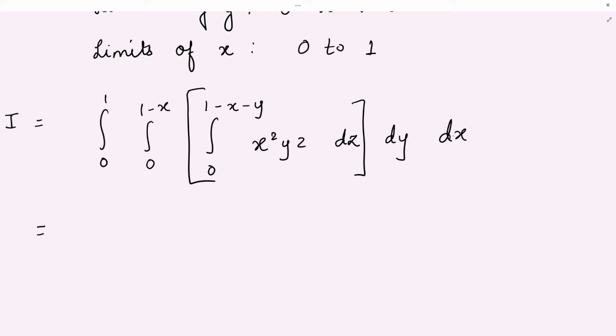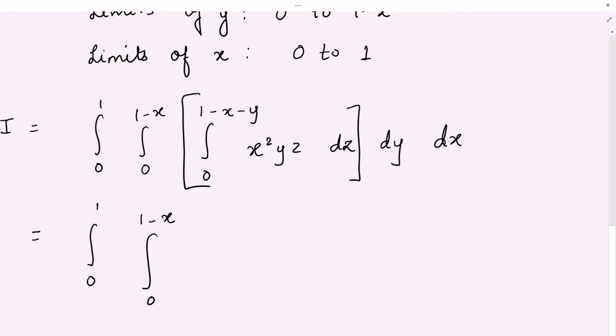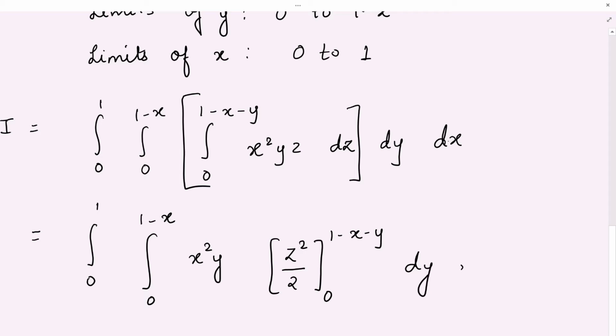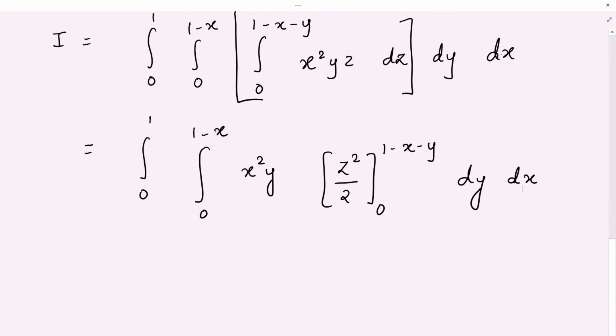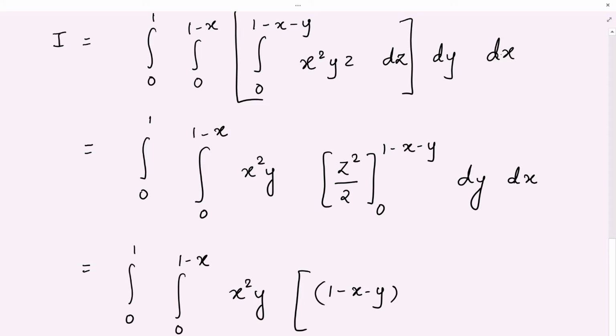Okay. So this will become 0 to 1, 0 to 1 minus x. Integration is with respect to z. So x square y will come outside anyway. The z integration is z square by 2. Limits you have to substitute: 1 minus x minus y. Integration dy dx. Right? Now let us substitute the limits. You have 0 to 1, 0 to 1 minus x, then x square y. Substitute the upper limit first, 1 minus x minus y, and the lower limit will be 0, so no need to substitute that.